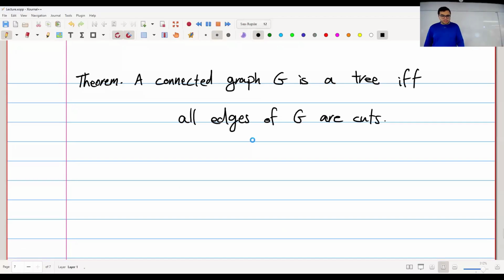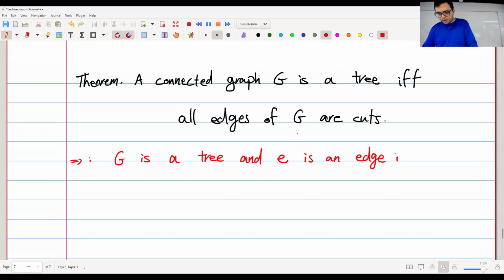So basically, this is telling you that another way of defining a tree is that it's connected and all of its edges are cuts. Okay, let's do this side first. So suppose that G is a tree. And I want to take some edge in G, and I want to say that this edge is a cut. So let's say E is an edge in G. I can assume that this edge connects two vertices and then just give them some name. So I say this edge is connecting U to V.